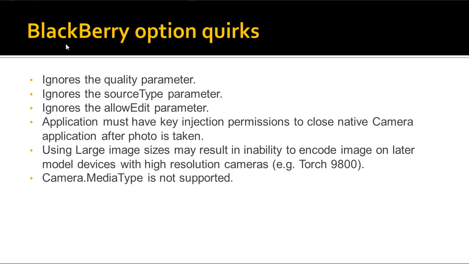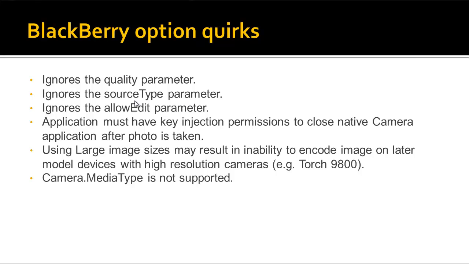Now, the BlackBerry has quite a few quirks with our optional parameters. It ignores the quality parameter, so you can't set the quality of your images. Also, it ignores the source type parameter, so you can't select your source. Basically, all it will allow you to do is open up your default camera application on the BlackBerry and take a photo. That's all it'll let you do. It won't let you go into the library or see any saved photo albums on the device.